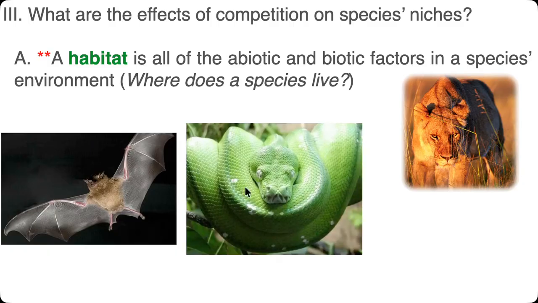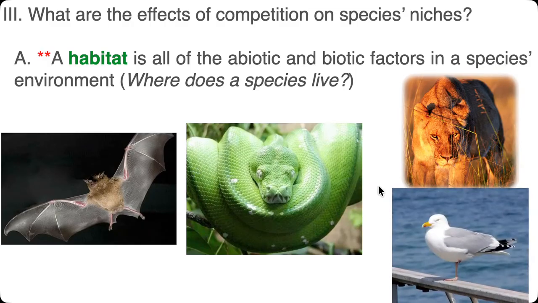Or what about a gigantic snake like this? Well, it's green, so it probably lives in trees, which means it probably has to live in some sort of tropical area. Otherwise, its green coloring probably doesn't make a lot of sense. Seagulls, even though they're named seagulls, are actually land birds, right? So they are found on beaches primarily.